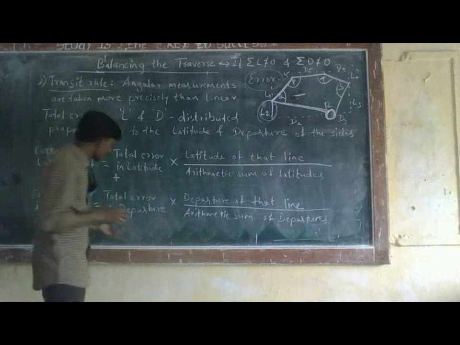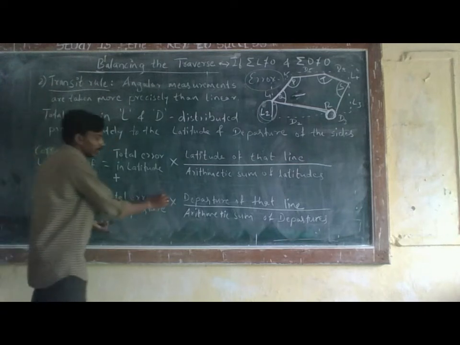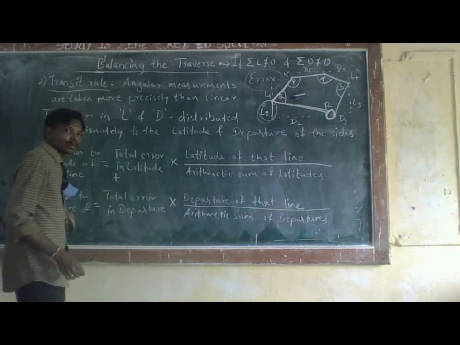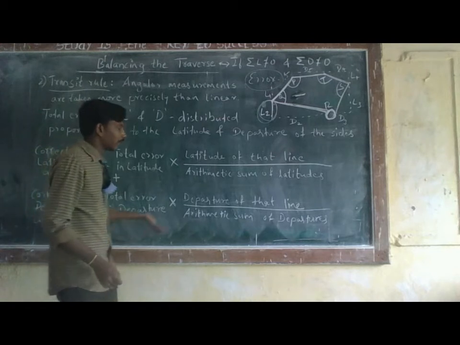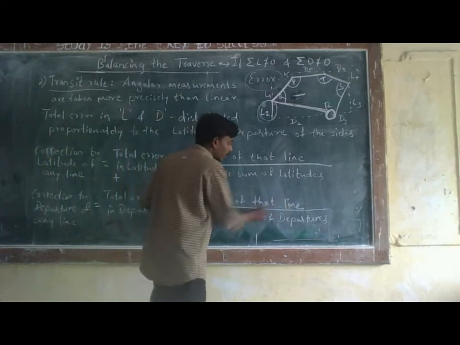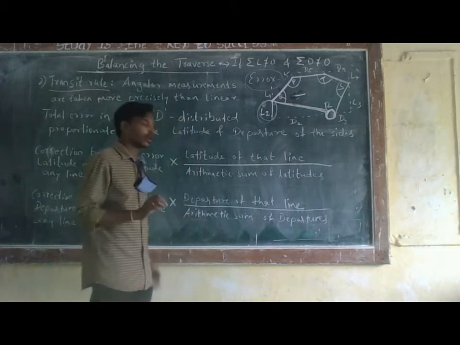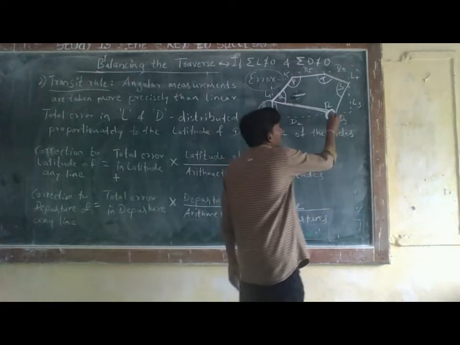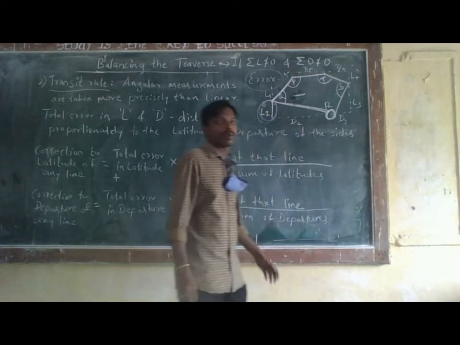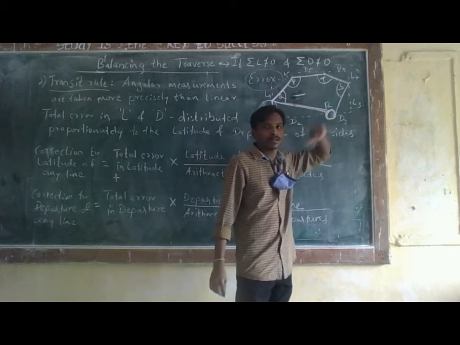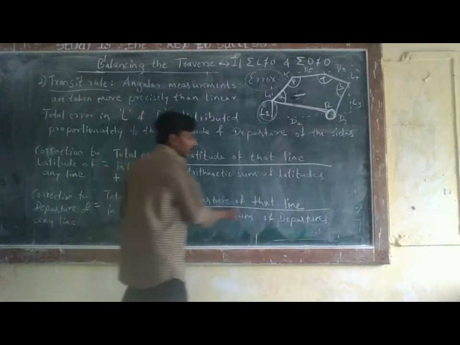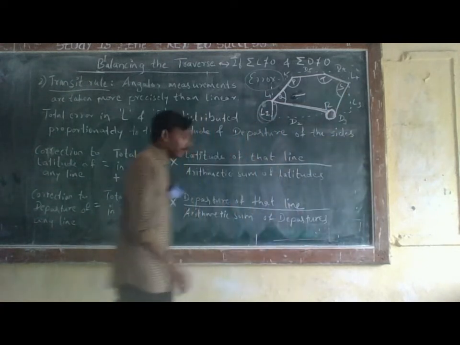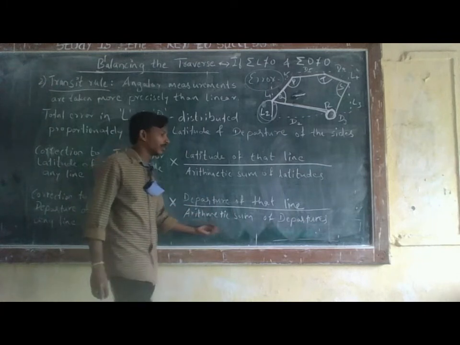Now after the total error in departure comes, it must be multiplied with the departure of that line. So here you are going to correct the departure. For that you need to take the departure of the particular line. For example, if you are correcting the line RS, then you have to take the departure of the RS line only. Then that must be divided by the arithmetic sum of departures.